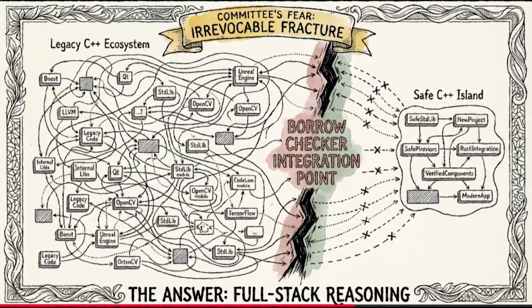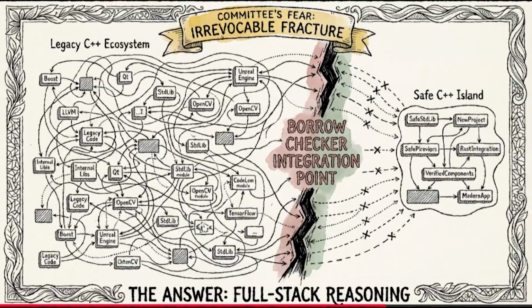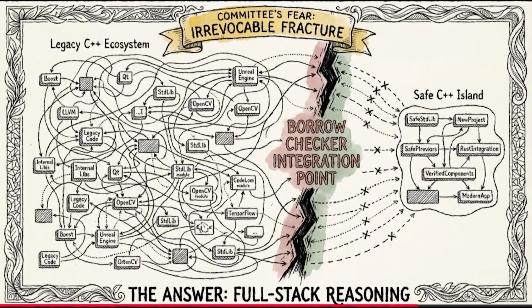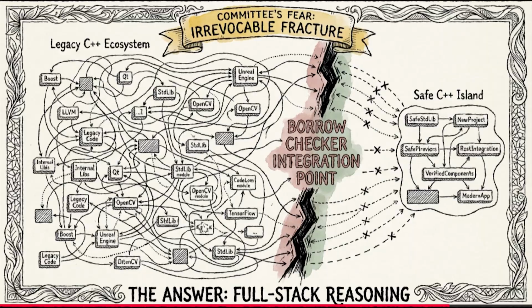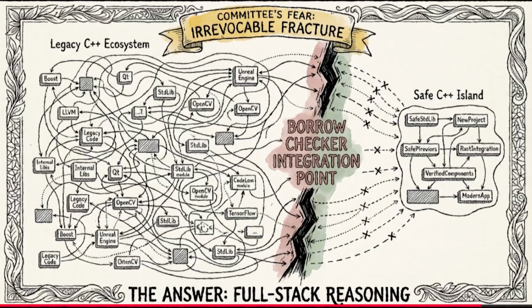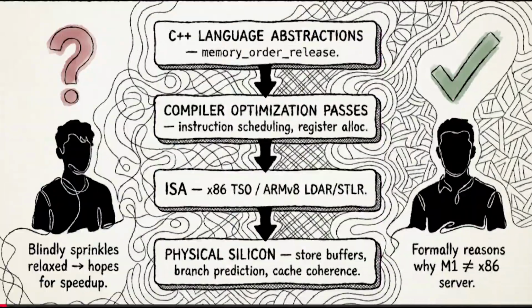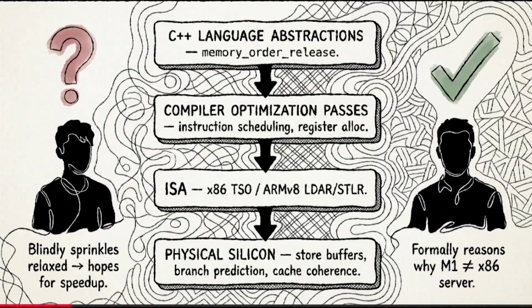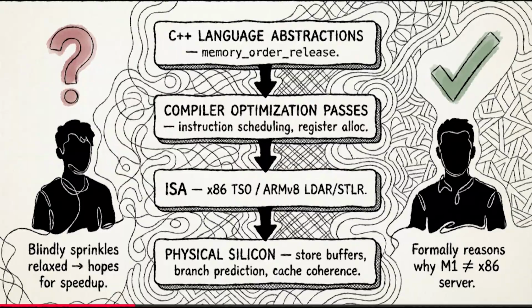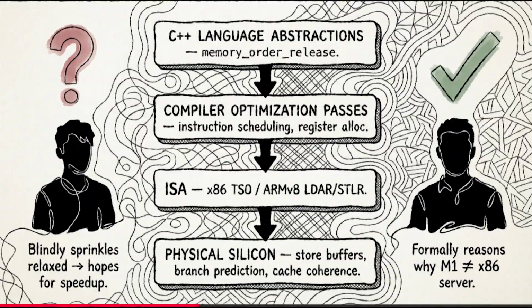So, bringing this all together, what does this actually mean for you when you sit down to architect a concurrent system tomorrow? The synthesis of this entire decades-long journey is the absolute necessity of what we call full-stack reasoning. Concurrency does not, and mathematically cannot, exist in isolation. A memory consistency model must align flawlessly from the high-level language abstractions you type, down through the compiler's aggressive optimization passes, translated into the specific instruction set architecture, and finally executed faithfully by the physical silicon of the microarchitecture.